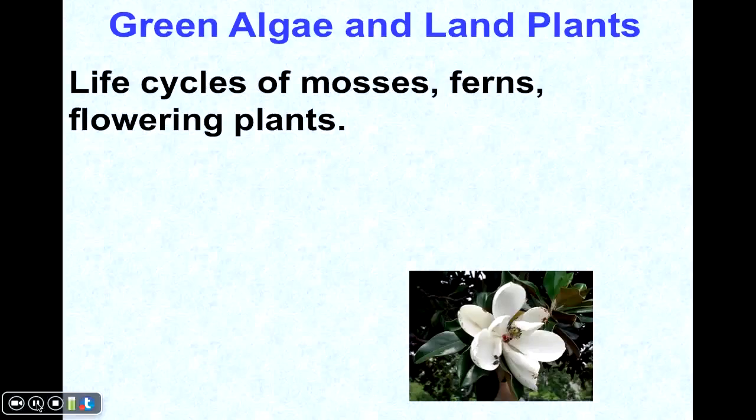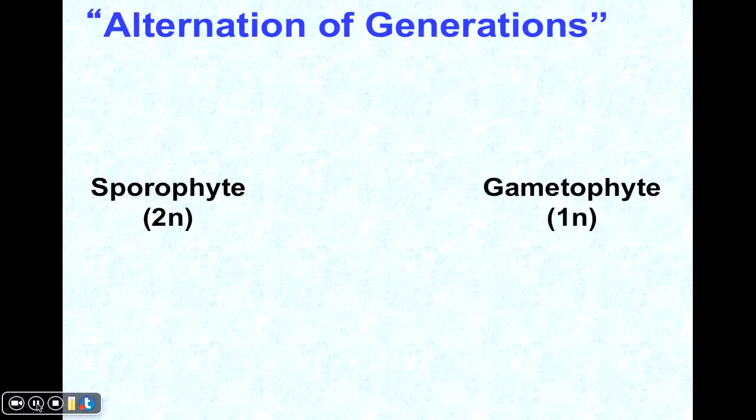We will now discuss some basic plant biology. We won't actually say much about green algae. However, we do think that land plants evolved from green algae. But we will instead focus on the life cycle of some land plants, specifically mosses, ferns, as well as flowering plants. So let's begin with a discussion of the fundamental life cycle common to all plants.